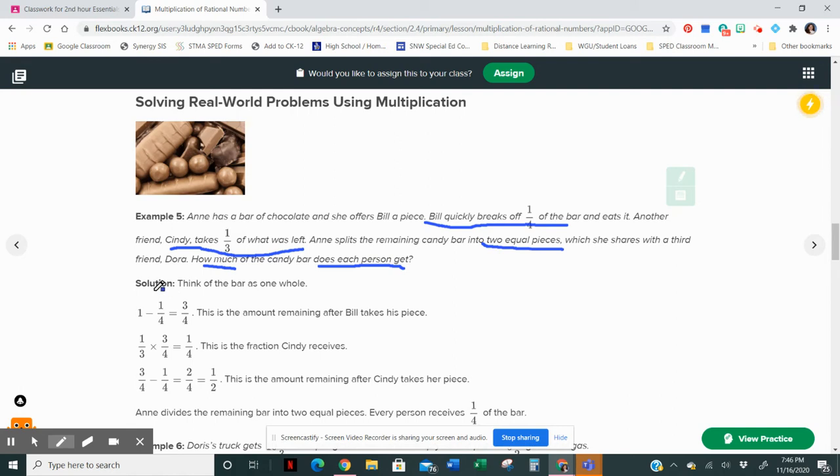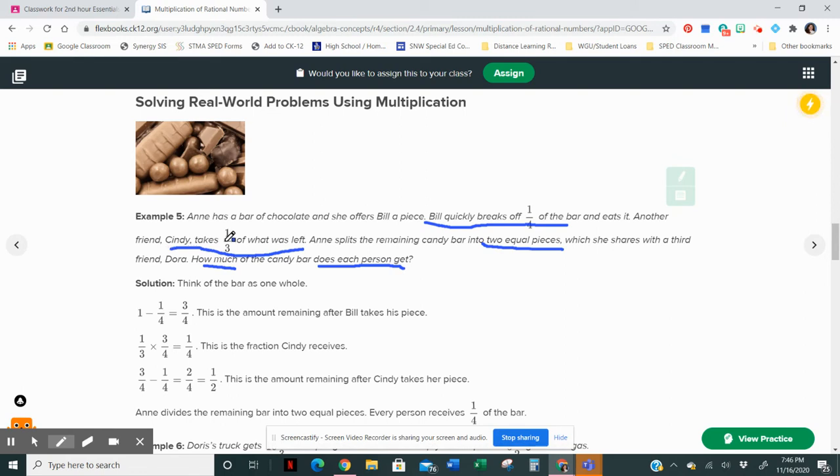So I'm going to start by thinking about this as one whole candy bar. So if I start up here with Bill, I take my one whole candy bar. He takes 1/4 of it right off the top. So I'm just going to subtract 1/4. And when I subtract 1 and I take away 1/4, I have 3/4 left. So after Bill took his piece, there's 3/4 of that candy bar left.